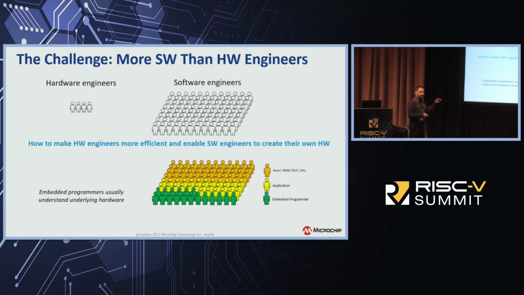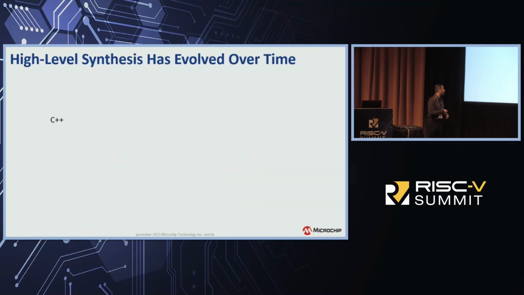And just to qualify in terms of software, there are different kinds of software engineers. There are front-end developers, more like web-based. They are abstracted away from the hardware, but embedded programmers are pretty good at understanding the underlying hardware. So we believe that by using C++ as the lingua franca, a common abstraction between hardware engineers and embedded programmers, and a high-level synthesis tool, we can accelerate the development of co-designed systems with software and hardware.